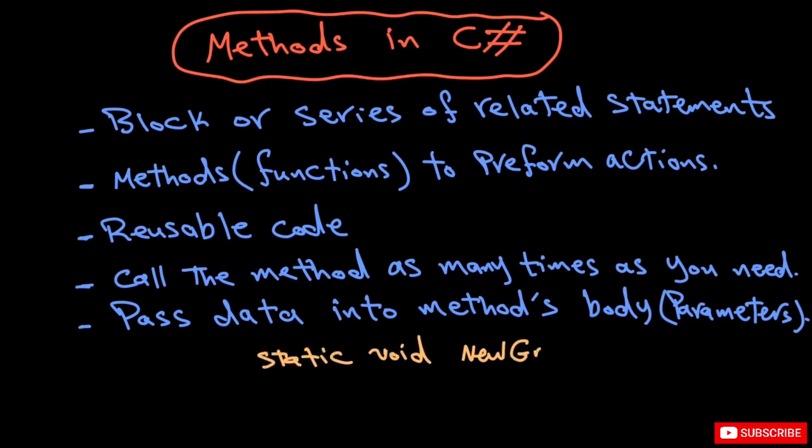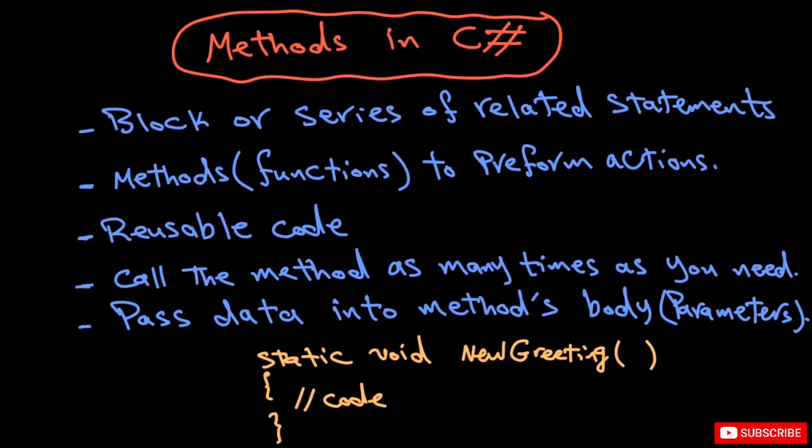And here is an instance of the method syntax in the C# programming language. Static void followed by the method name, which is newGreeting in this case. And the body of that function is inside curly braces. So what is the meaning of static? Static means that the method belongs to the program class and not an object of the program class. Also, void means that this method called newGreeting doesn't have a return value in the function body.